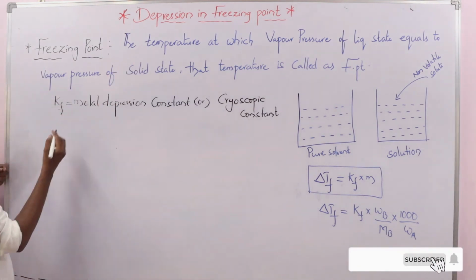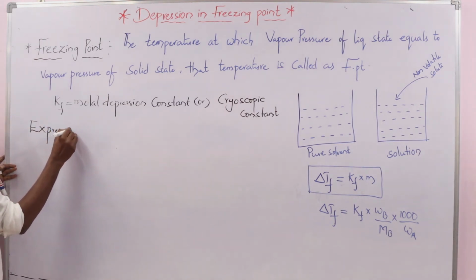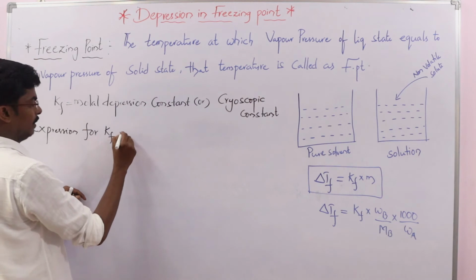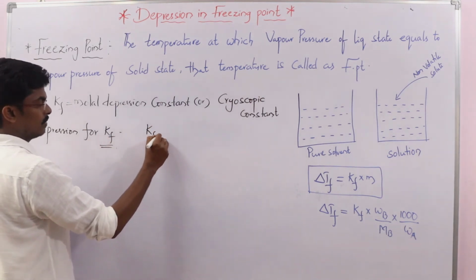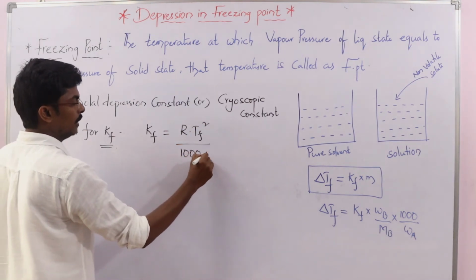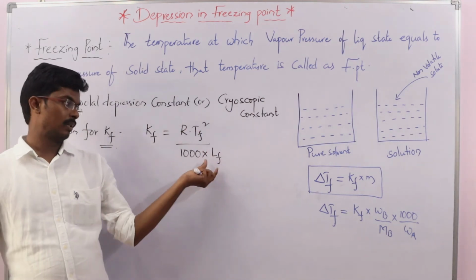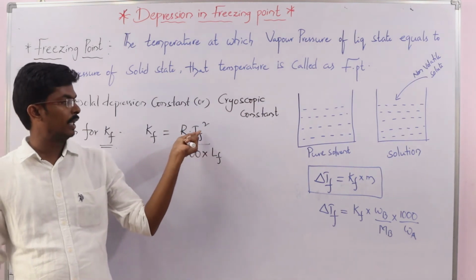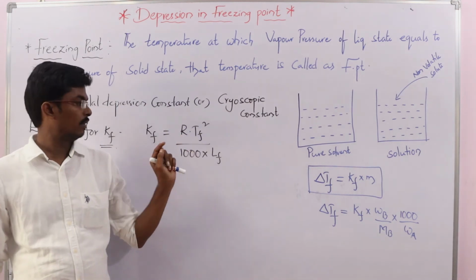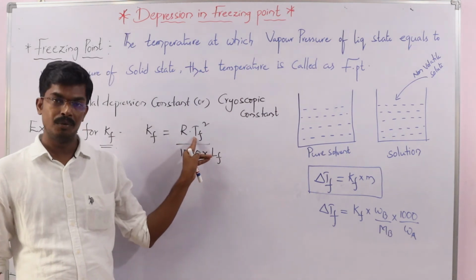So here we also have an expression for Kf. How could we find that Kf? Kf = R Tf² / (1000 × Lf). R is the universal gas constant, and Tf is the freezing point of pure solvent.